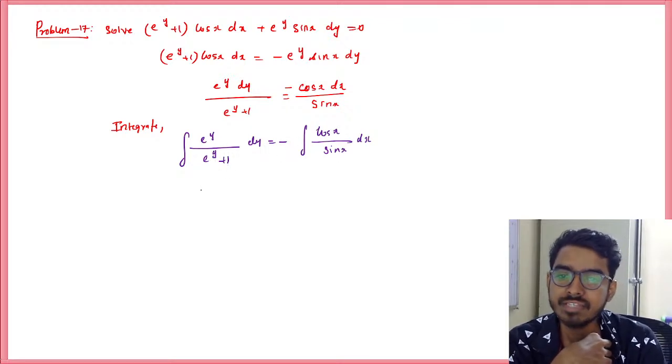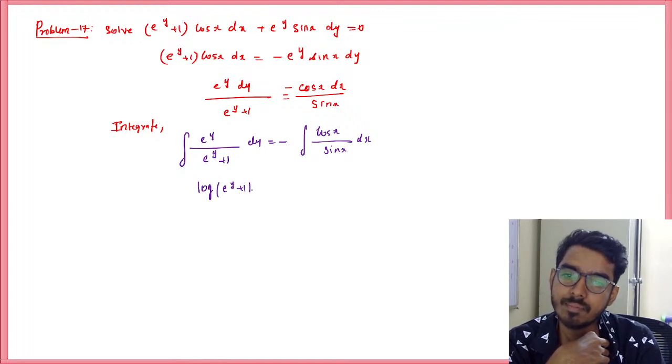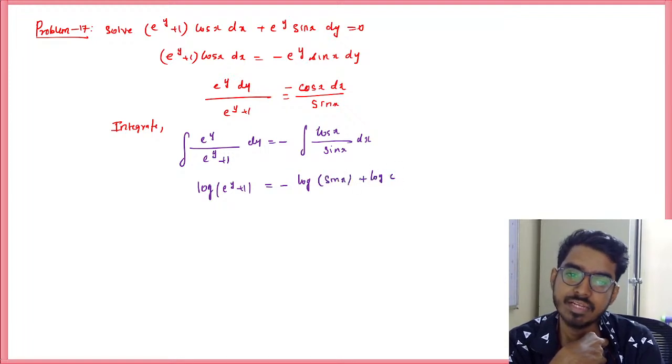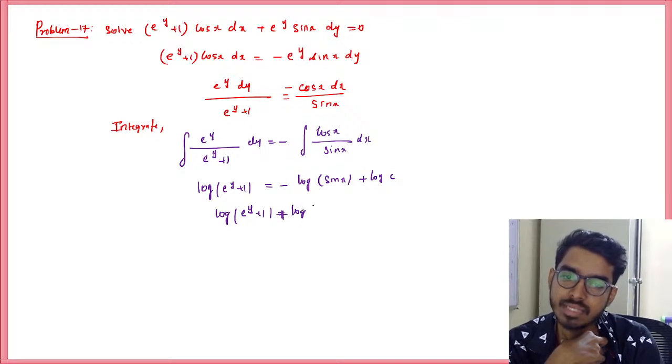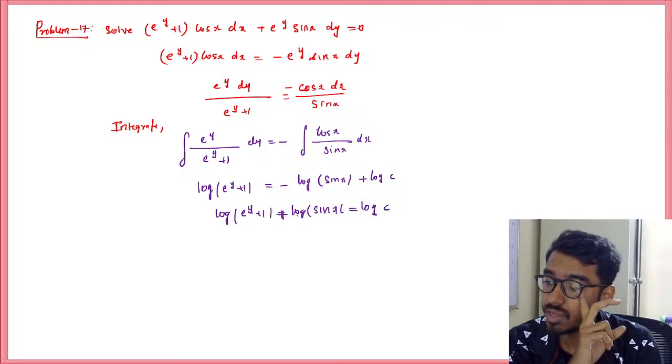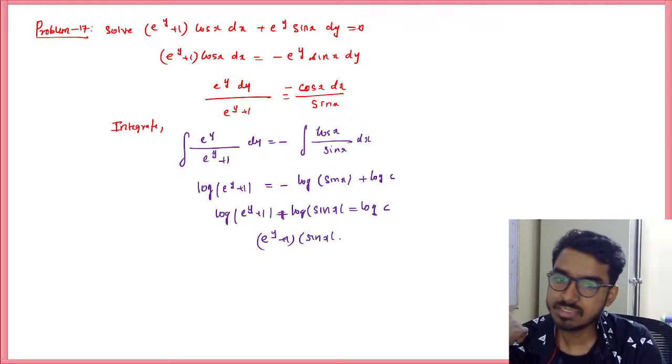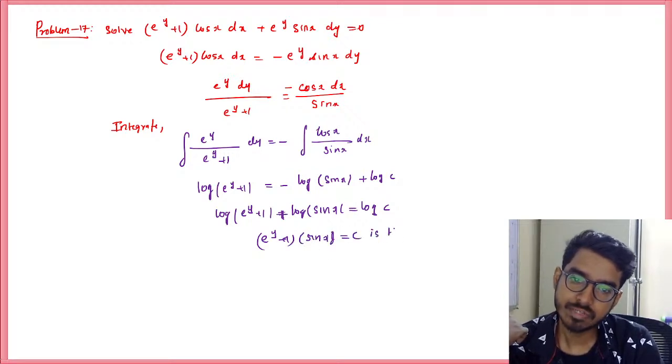So this is again f of x, f dash of x. This will be log (e^y + 1) is equal to minus log of sin x, right? Let us add some integration constant, and let us bring this term here. So we have log (e^y + 1) plus log sin x is equal to log c, and we know log a plus log b is log ab. So therefore we have (e^y + 1) sin x is equal to c, the required solution.